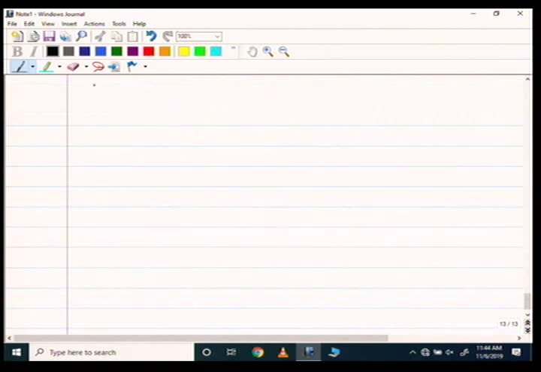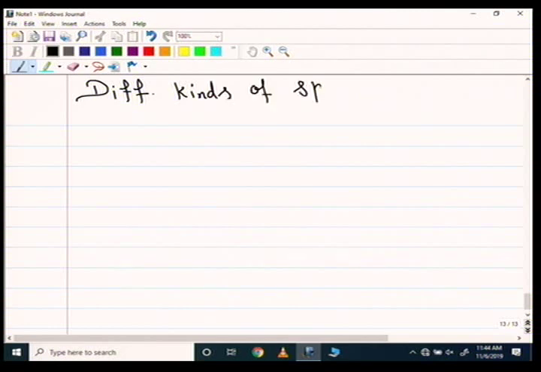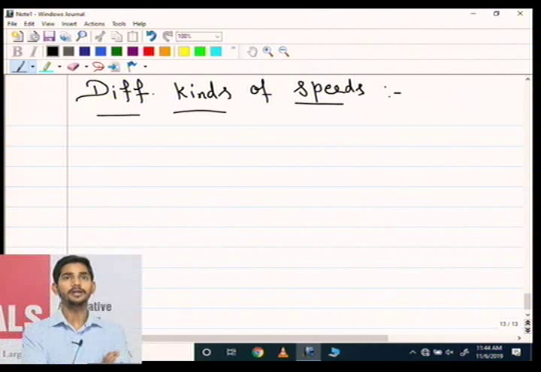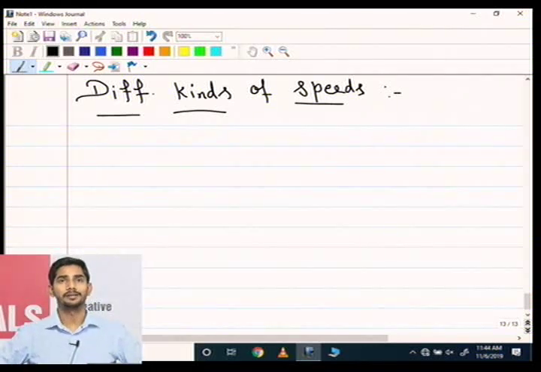Okay, let's move on. Different kinds of speeds. Guys, you will find three types of speed: most probable, average speed, and the root mean square speed. What difference you have to check out here? Most probable means the speed possessed by the maximum fraction of the gas particles.